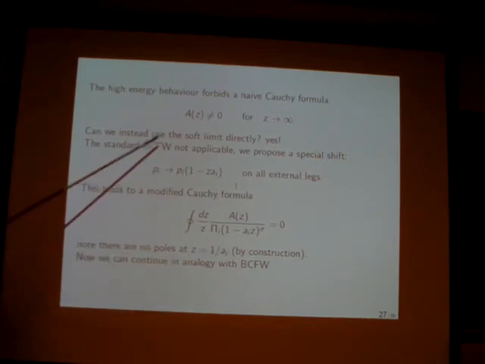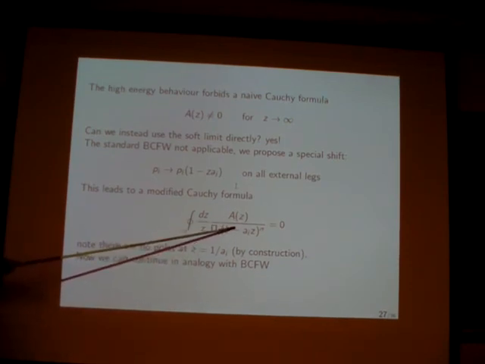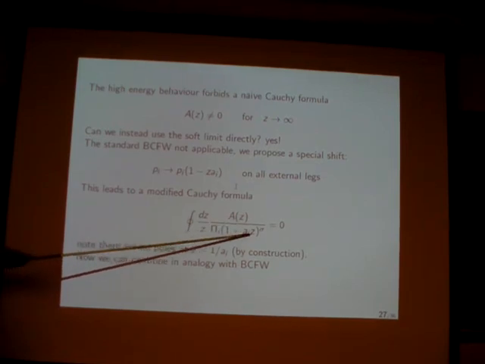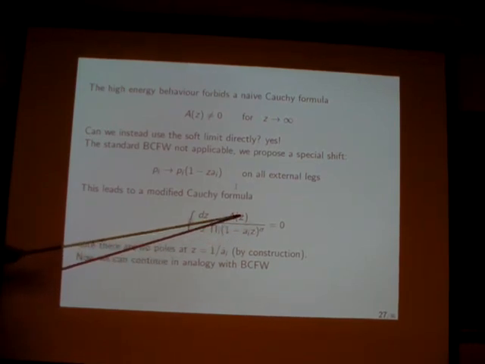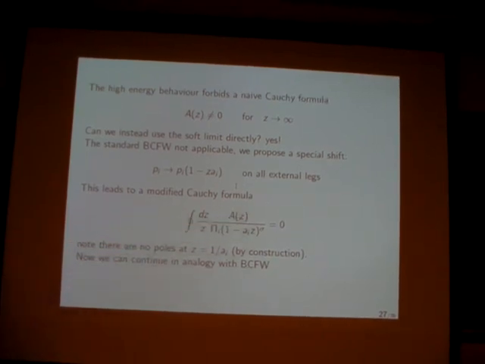Thanks to the soft limits, we didn't introduce new poles, because this, by construction, should cancel with the soft limit of this A, because by definition it should have this property. This is the idea behind this enhanced recursion, or this BCFW-like recursion for the soft theories.